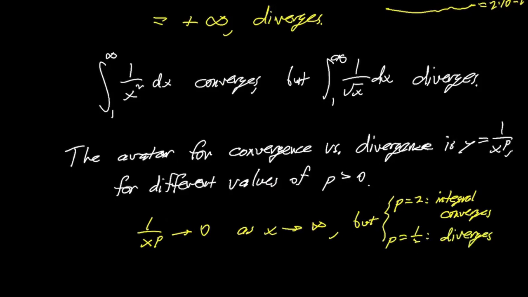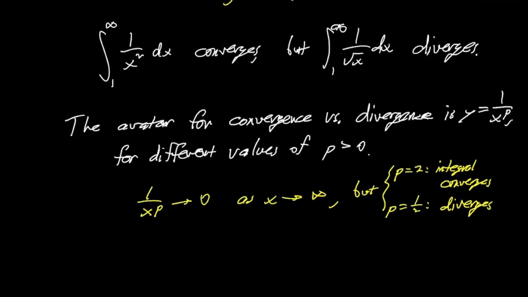And then you get this big question of where's the tipping point? If I change this power, what happens to 1 over x to the first? That's actually what we'll analyze more carefully in the next video.